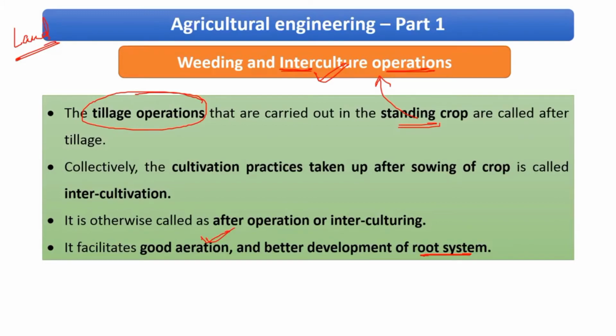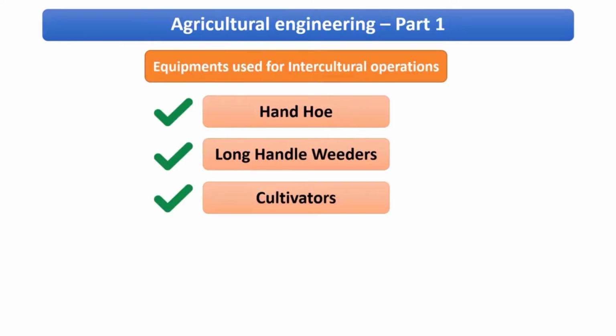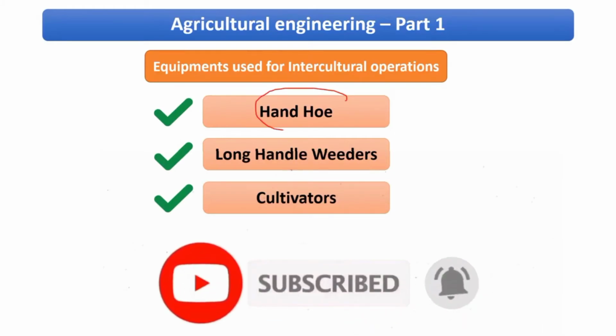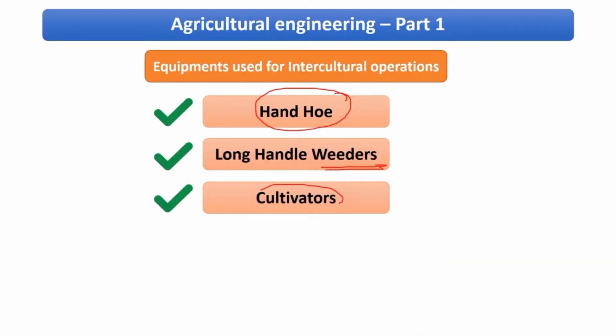And weeding means obviously you're going to remove the unwanted plants or crops, and again for these things we require equipments, right? So what are the equipments that we use for intercultural operations? We have hand hoe, there are long handled weeders, and there are cultivators. These are important terms, important equipments. Let us have a look at them one by one.